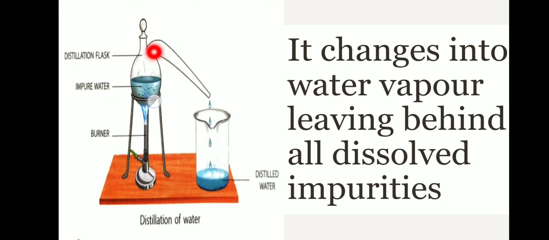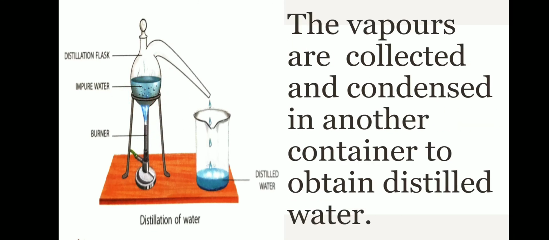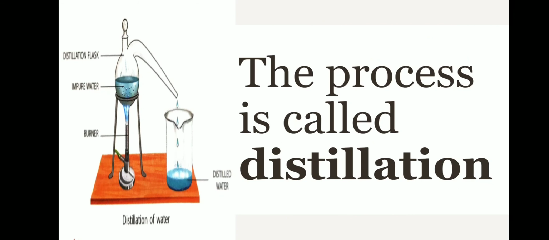The water changes into vapor, leaving behind all dissolved impurities in the flask. The vapor is then collected, condensed and collected in another container, and the water which we get is the distilled water, the purest form of water. This process is called the distillation process.